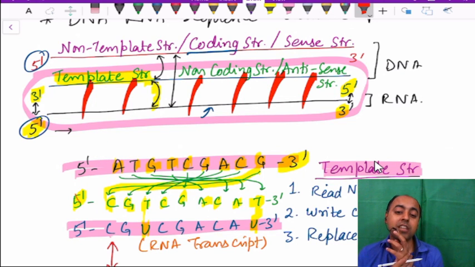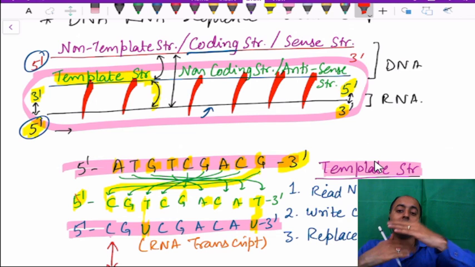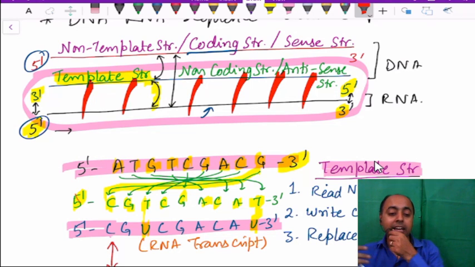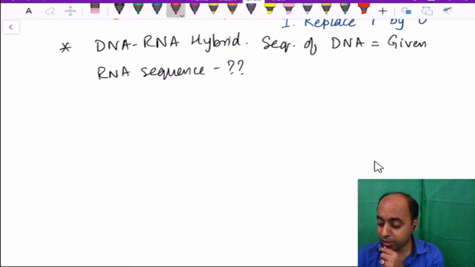I don't need to mention again that it is a template strand. As soon as I tell you that it is the DNA-RNA hybrid, you have to remember whenever two nucleic acids pair up, they will be anti-parallel. The new sequence will be complementary, and it denotes the pairing of RNA with the template strand. So additional information is not required. The DNA-RNA hybrid question has to be solved exactly as you will do for the template strand.